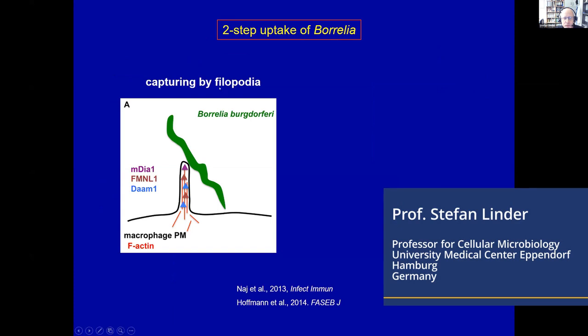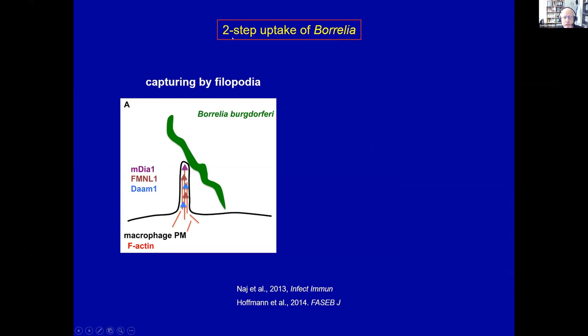What we've shown is that Borrelia uptake is a two-step process. First, the Borrelia are captured and immobilized on the macrophage surface by these filopodia. And this is probably because the Borrelia are highly motile. So to enable the formation of this complicated coiling pseudopod, first of all, they have to be immobilized and kept near the surface of the macrophage. And this is done by the filopodia.